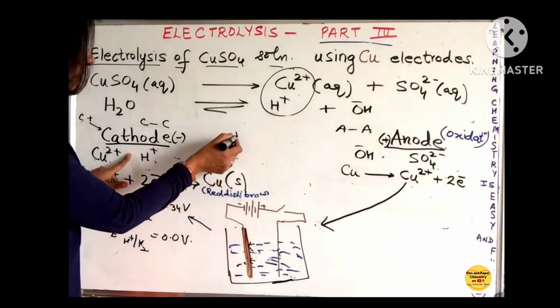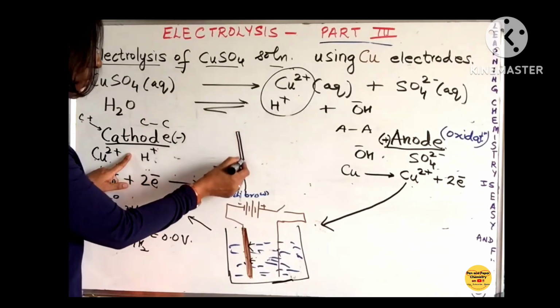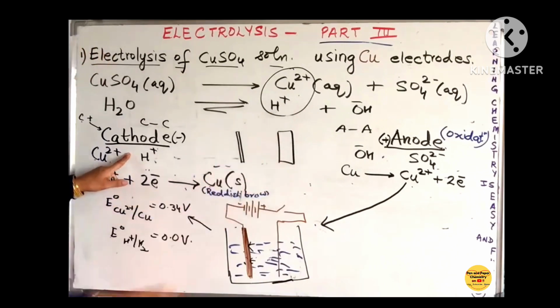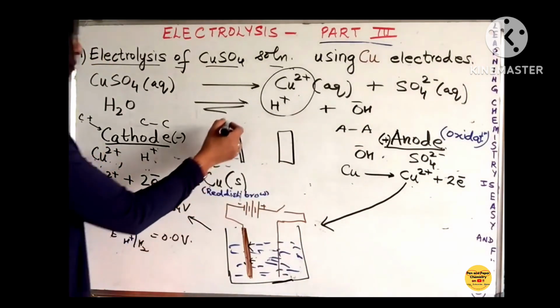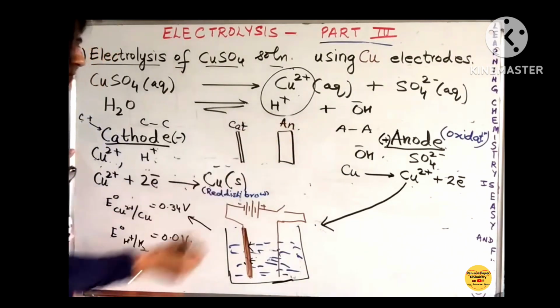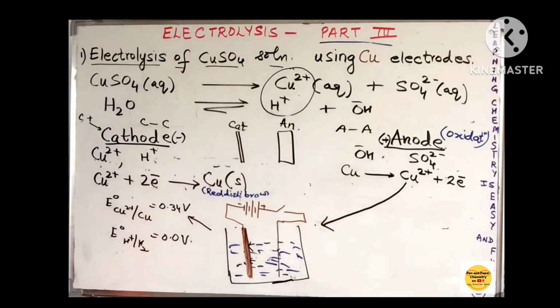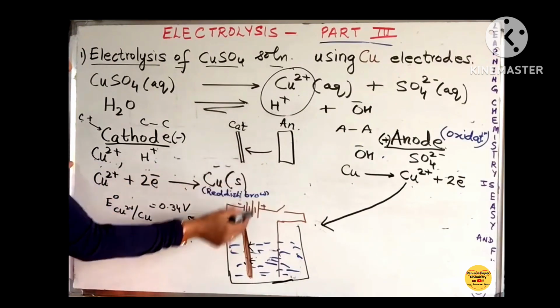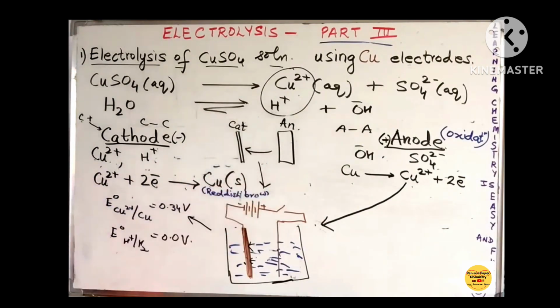So let's suppose if you had started off with a cathode which is small and an anode which is big. So this is your cathode and this is your anode. This is what we had started off with. Then at the end of the reaction, the situation would be something like this.